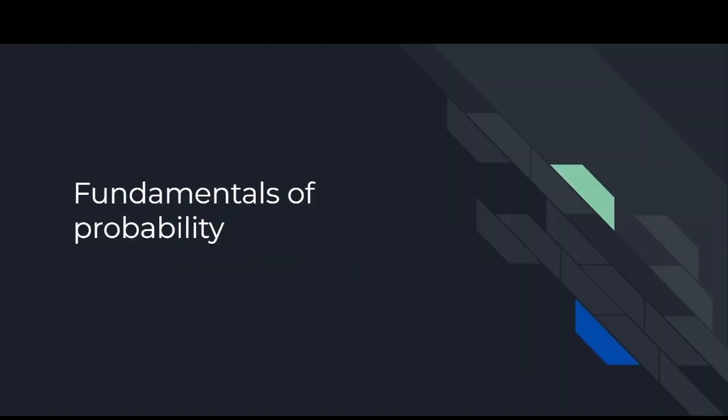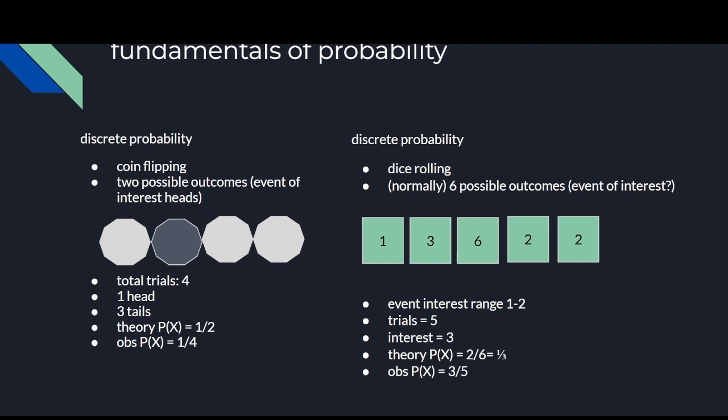Fundamentals of probability. Let's start with discrete probability. A discrete event is a countable and finite event. For example, a coin flip whose outcomes are going to be 1 and 0, or a dice roll whose outcomes are going to be from 1 to 6, or it can be a modified dice, let's say 20 faces, 8 faces, etc.